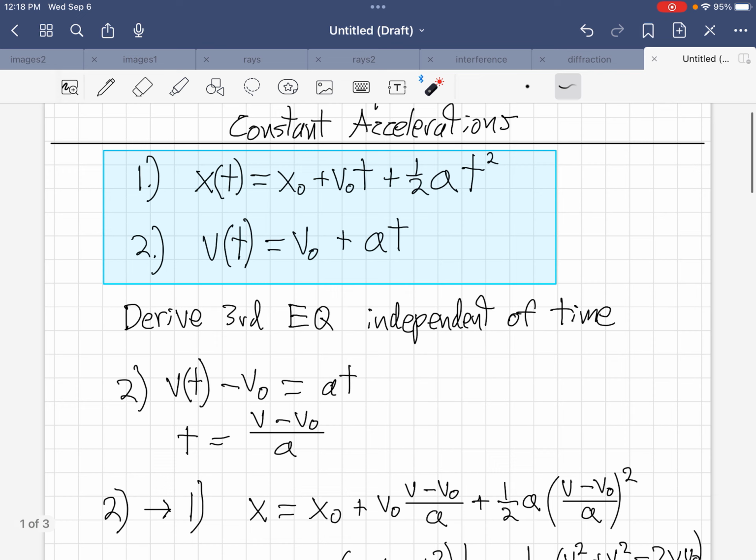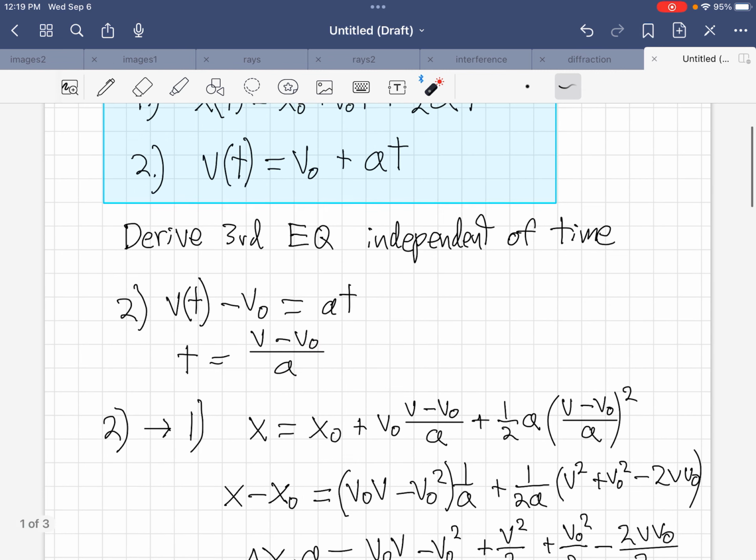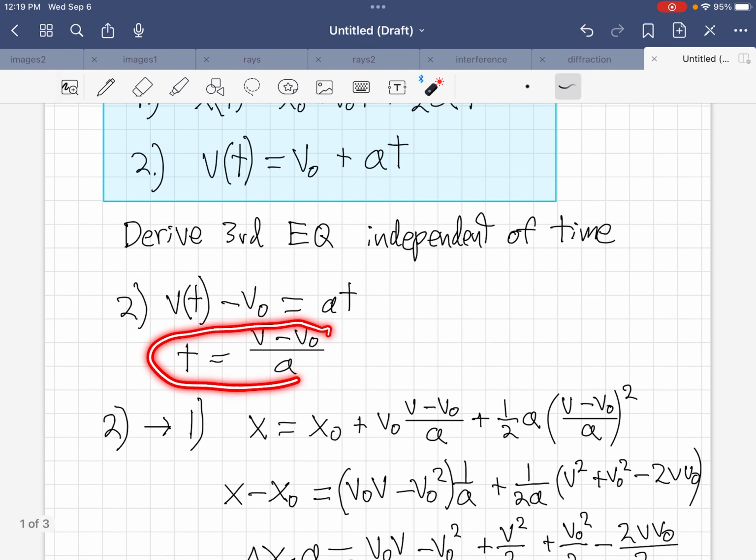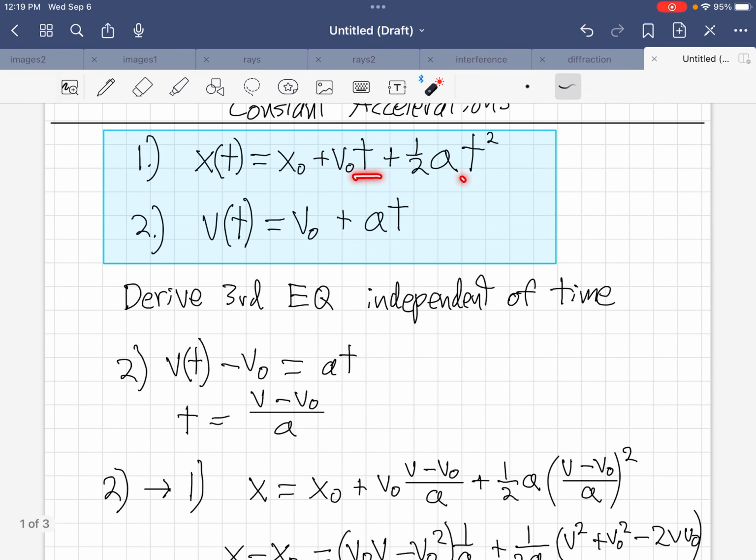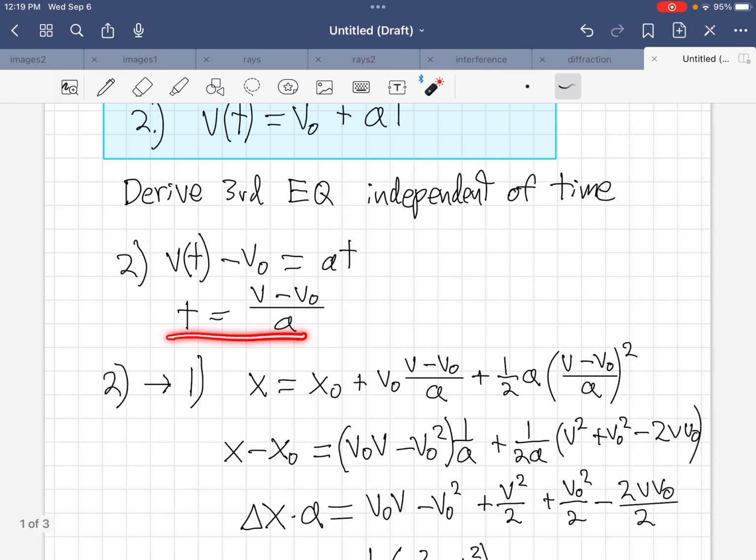Okay, so we're going to start with equation number 2, and we're going to rearrange it to solve for time. So we subtract v naught from both sides, so v naught has now been moved over to this side. And then we're going to divide by the acceleration. Now we've expressed time as our velocity minus our initial velocity, divided by our acceleration. Then we're going to plug in this expression for time into equation 1.